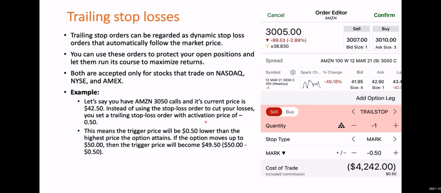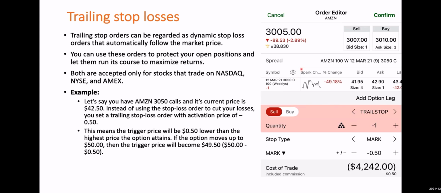So I set 50 cents as my activation price here. If the option rallies to $50 and then it reverses, I know the high of the option price is 50. So when the stock reverses, 50 minus 50 cents is 49.50. When the option hits 49.50, an order will be submitted and I will get out and be able to take my profits. This strategy is very useful if you think the stock is going to keep running.